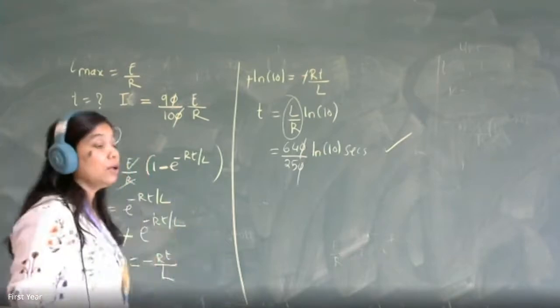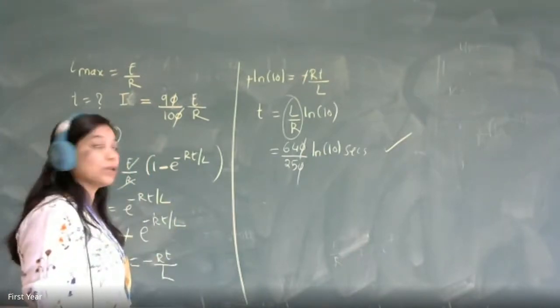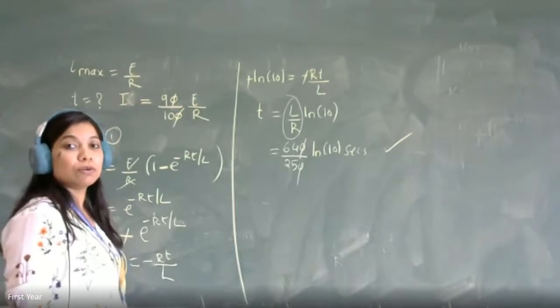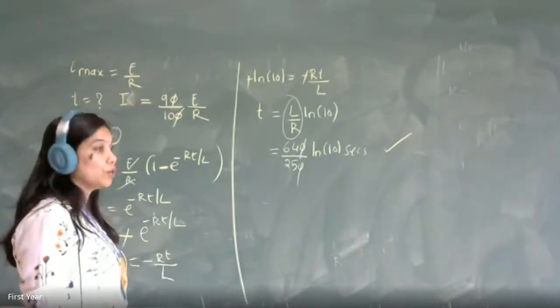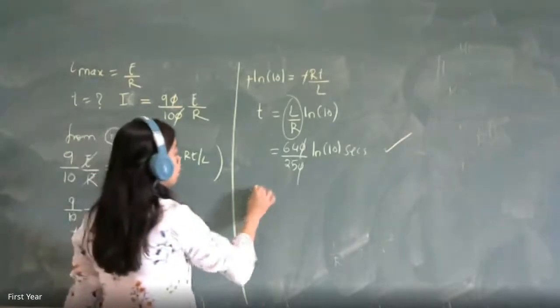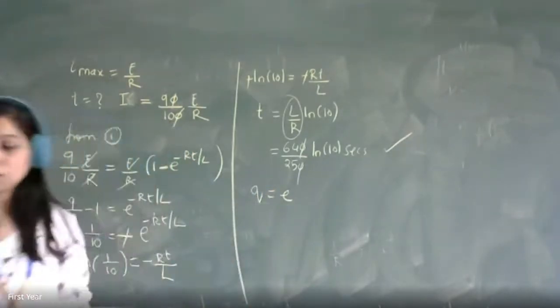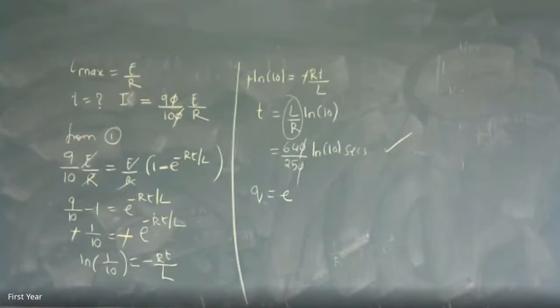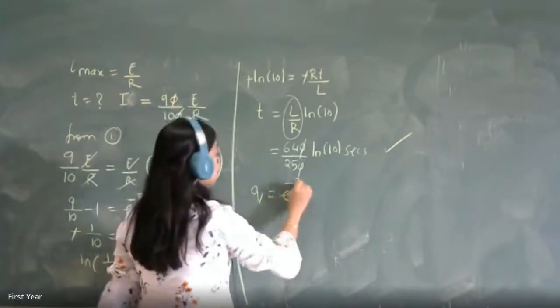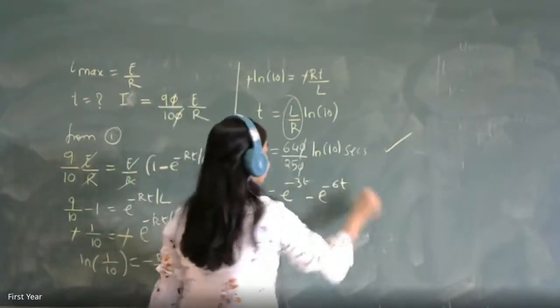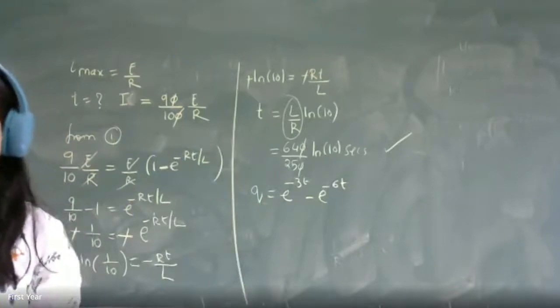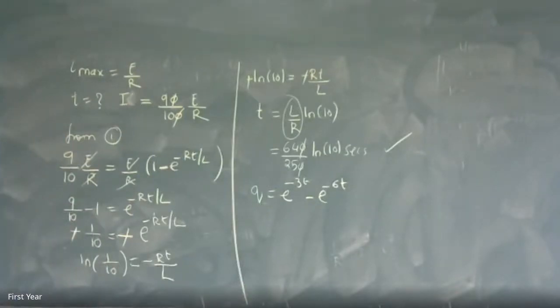All that we have studied now, tell me. Yesterday I had asked you that question also. Tell me whether you are able to understand and solve this question. Okay? If Q is equal to e raised to minus 3t minus e raised to minus 6t.